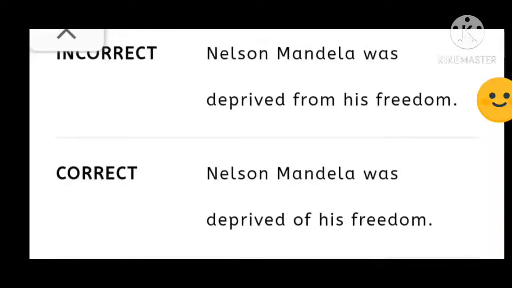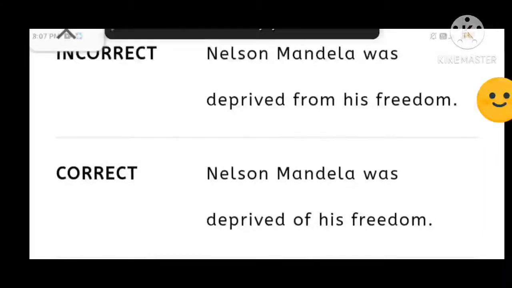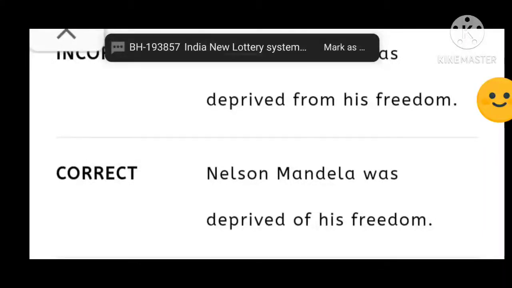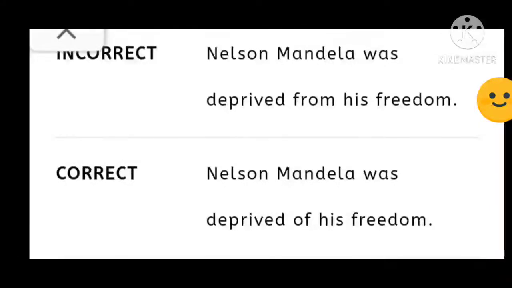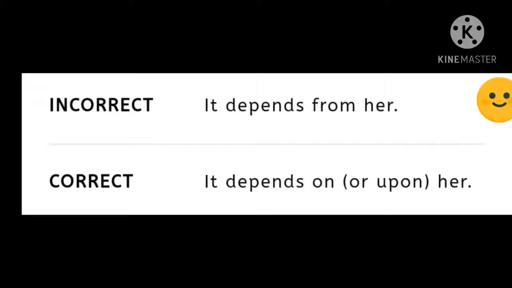Nelson Mandela was deprived from his freedom. So deprived from is not suitable. Okay? What is the correction? Deprived of his freedom. It depends from her. Usually after depends we use on or upon. It depends on or upon her. From is not a suitable preposition.